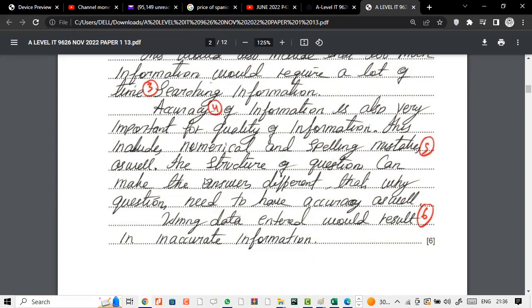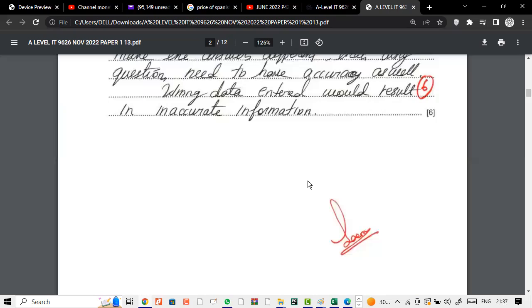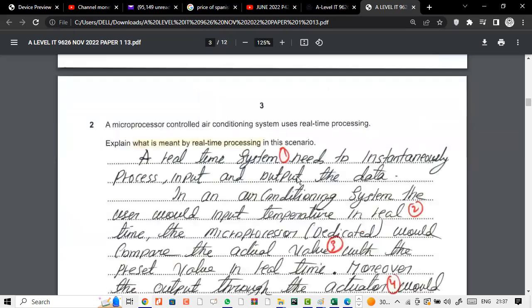The structure of the questions can make the answers different. That's why questions need to have accuracy as well. Wrong data entered would result in inaccurate information. So I'm pretty sure this was quite doable. Yes or no? Yes, sir. Right, good.